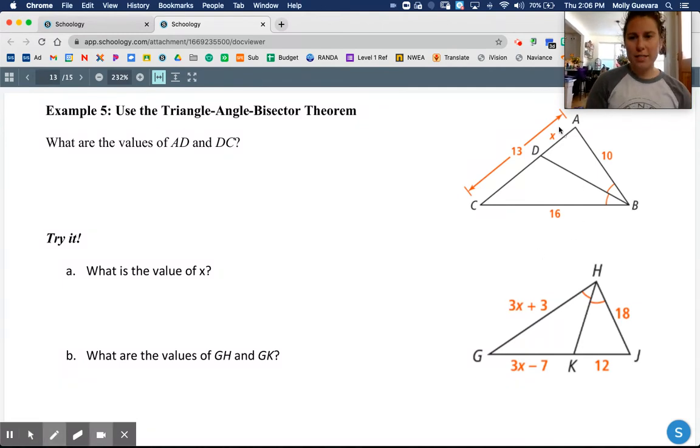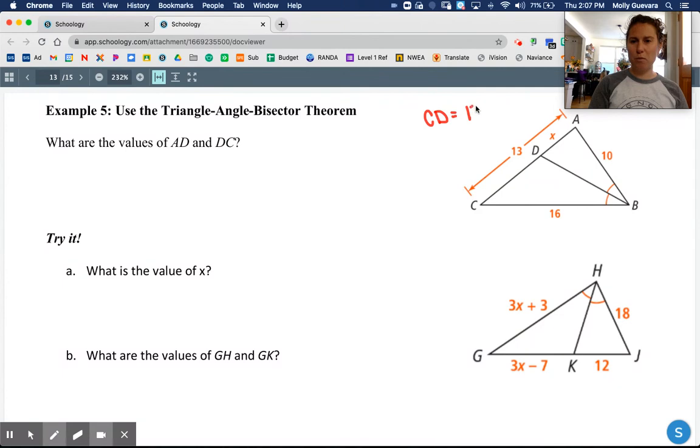So remember, this one says that when you have an angle bisector, which here I do, DB is an angle bisector because it cuts angle B in half, the sides that are created are proportional to the original sides of the triangle. So like X is proportional to 10, and then CD is proportional to 16. So let's look here. What are the values of AD and DC?